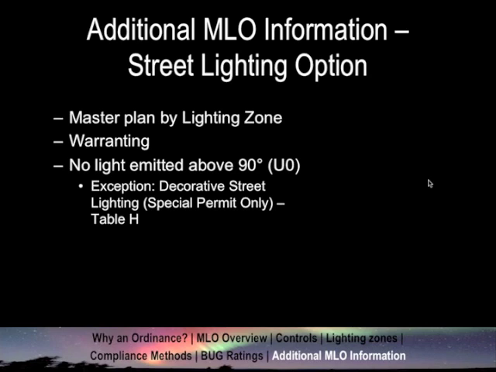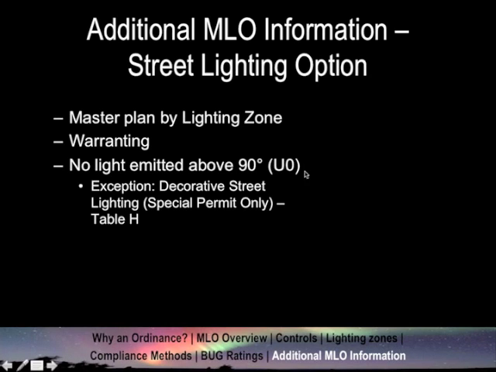And then finally, I mentioned that there is a street lighting option. With the street lighting option, we're basically encouraging you to do a master plan. And a lot of cities will say, well, if I'm in the middle of a lighting zone 1 residential area, I think that our streets should also be lighting zone 1. We should at least comply with what the private property owners have to do. And that's the simple way of applying the street lighting option.